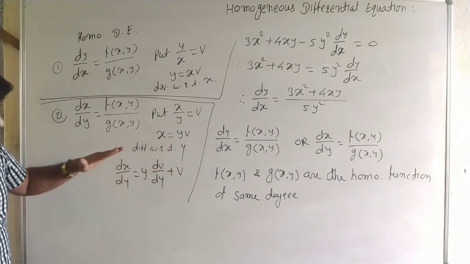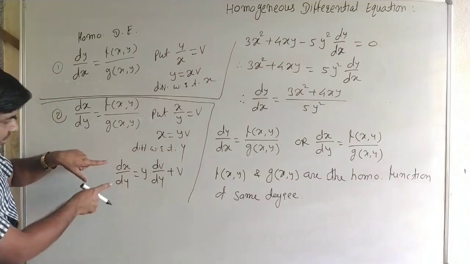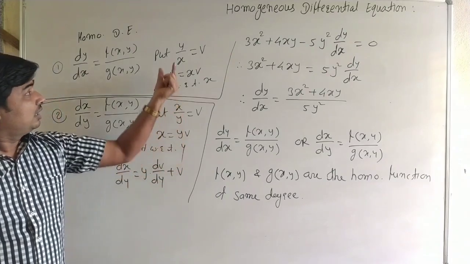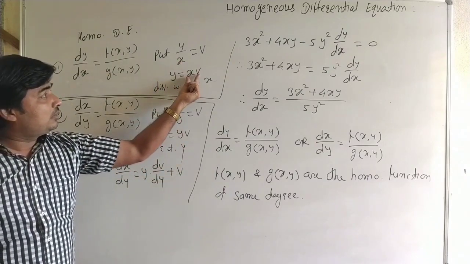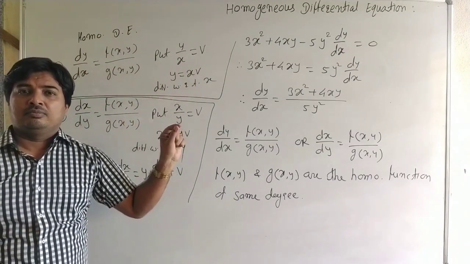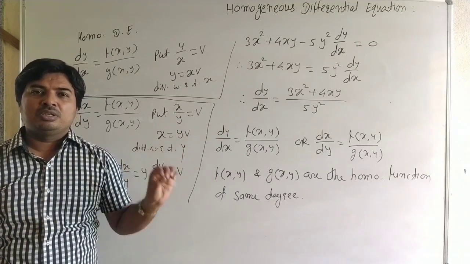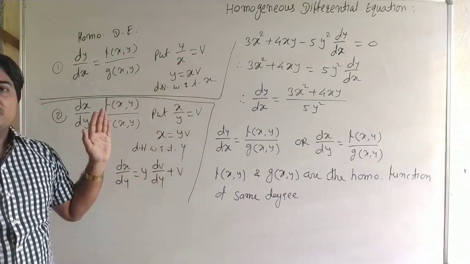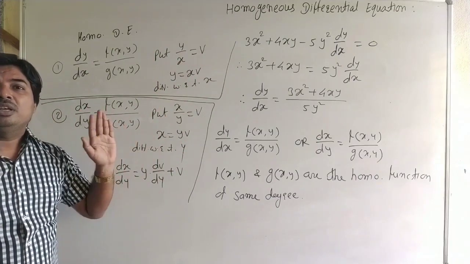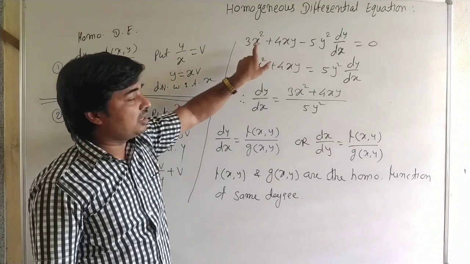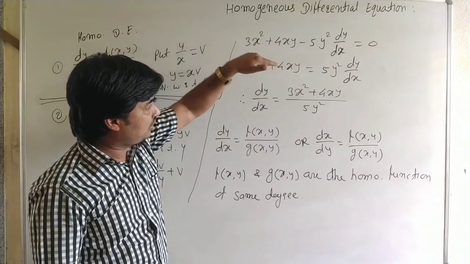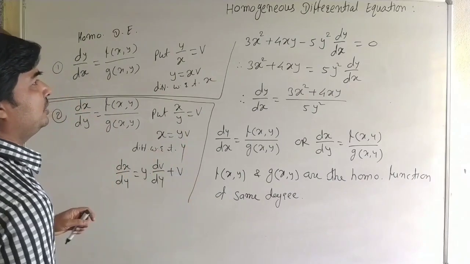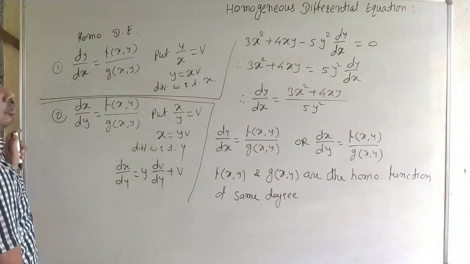Okay, and then after substituting, there are the new variables x and v. We separate the variables in this form, and then we solve this differential equation by using the variable separable form. These are the homogeneous differential equations. See carefully this. Now we see some examples of the homogeneous equation.